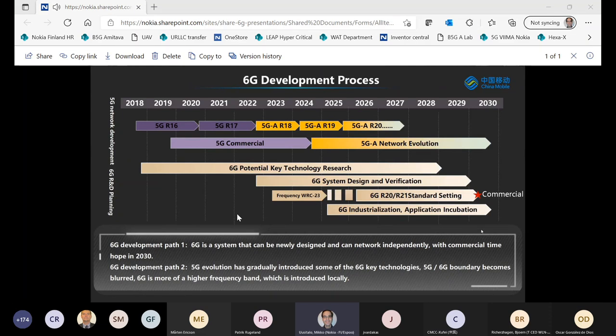There are two different paths to 6G. One is to design a new 6G system that can be independently networked, which is expected to be deployed in 2030. The other is to consider evolution, gradually introducing some key technologies of 6G into 5G to make 5G smoothly transit to 6G. Although the ideas of these two paths are very different, they both reflect our expectations and goals for 6G architecture design, which should be innovative and compatible, which also increases the difficulty of architecture design.